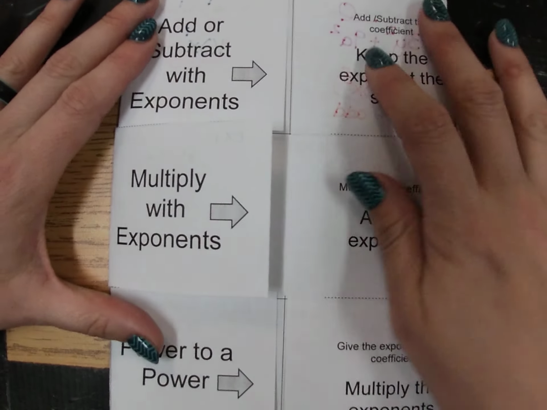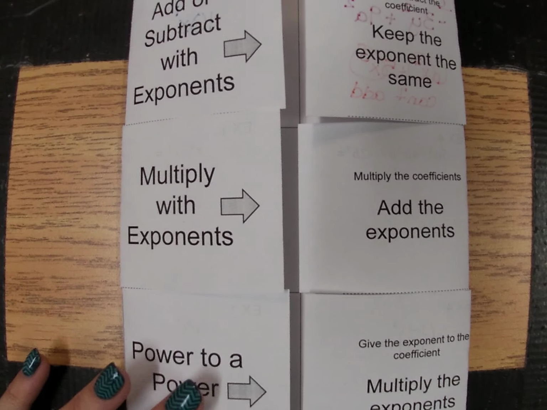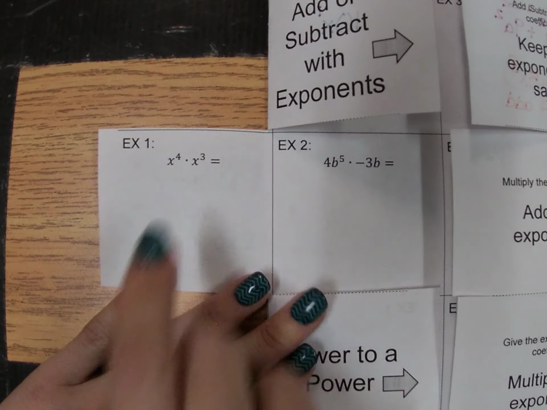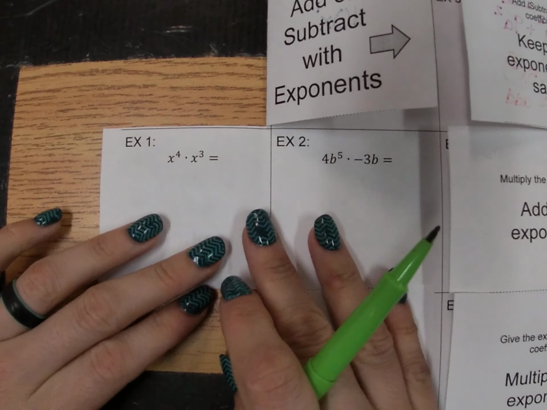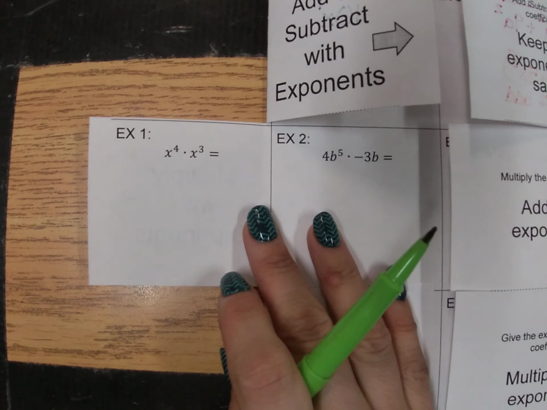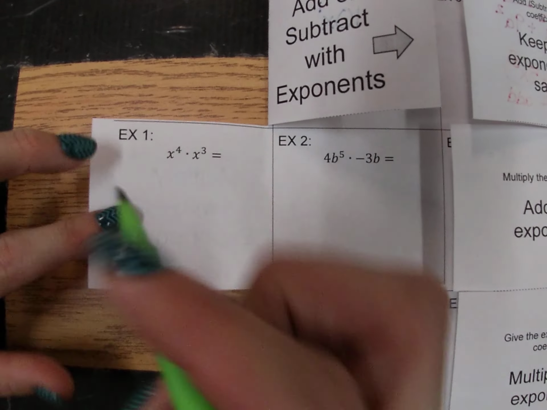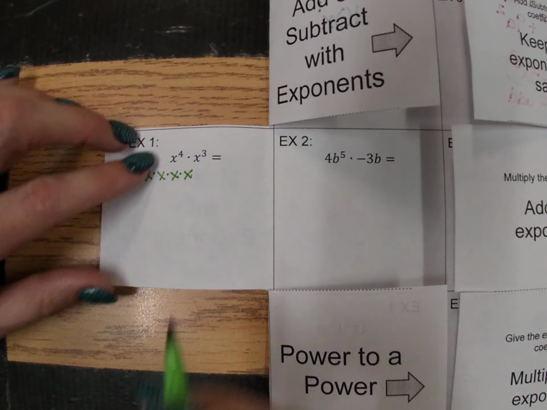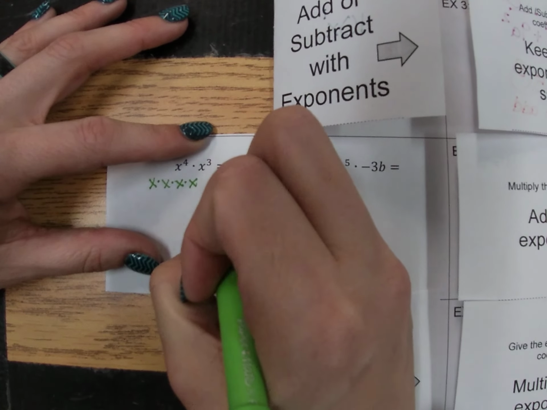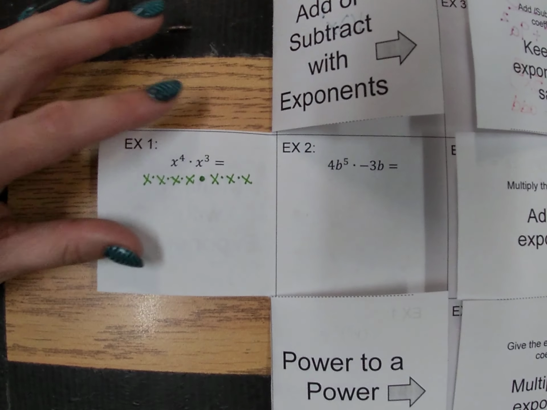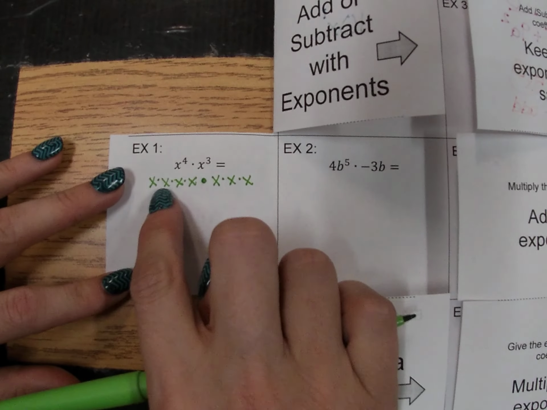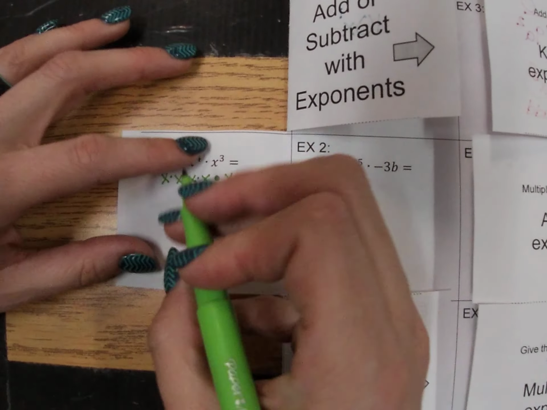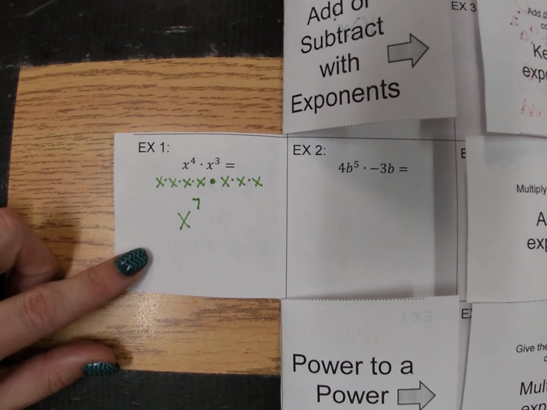Okay, the next property that we are going to look at is what do we do if we are multiplying with exponents? So what happens if we have something like x to the fourth times x to the third? Well, if we break this down, we know that an exponent tells us how many times we should multiply that base times itself. So x to the fourth power really tells us x times x times x times x, 4 times. And x to the third really tells us x times x times x, so 3 times. So if we have 1, 2, 3, 4, 5, 6, 7 of them multiplied together, that means we would want x to the 7th.